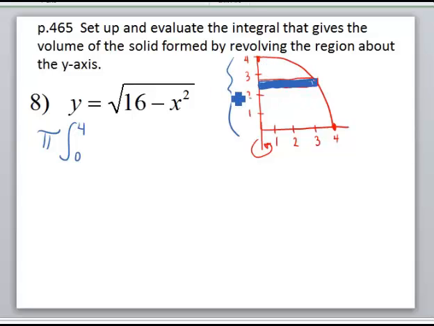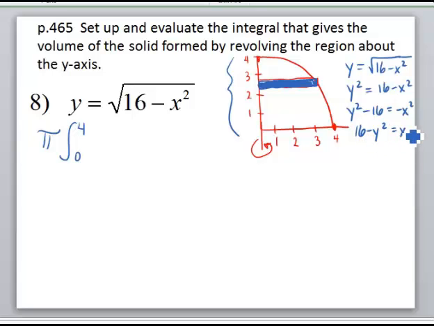And now since it is about the y-axis, you've got to make this function be y's. You can't just put 16 minus x squared squared. What we need to do is change this function into an x equals equation. So in order to do that, I would square both sides, I would move the 16 to the other side, I would divide by a negative, and then I would square root.